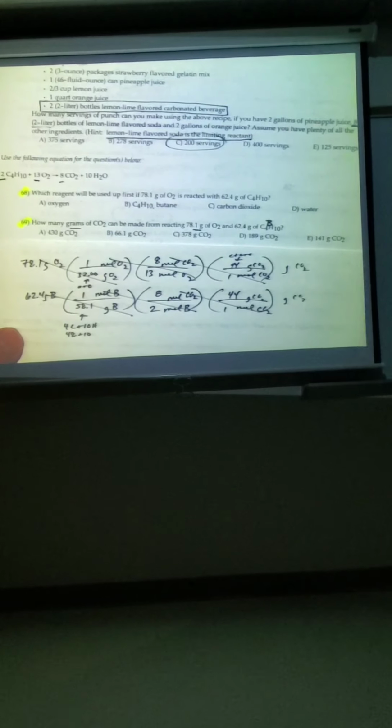So much like our lab when we made aspirin, whichever one makes the least amount of product is the answer to 68 because it is the used up first reagent, but it's also what theoretically predicts the answer to 69. So by doing this, we saved a little bit of time. So to the calculator, 78.1 divided by 32 times 8 divided by 13 times 44 says we can make 66.1, which is a choice. Happens to be the smallest choice there, so it has to be the answer. We'll come back to that when we prove it.